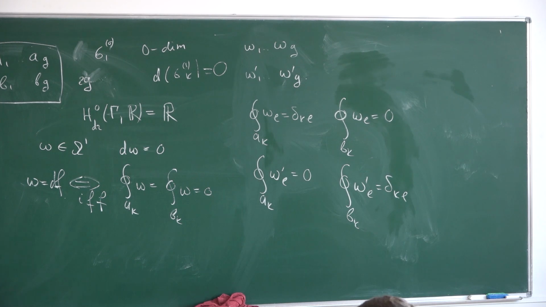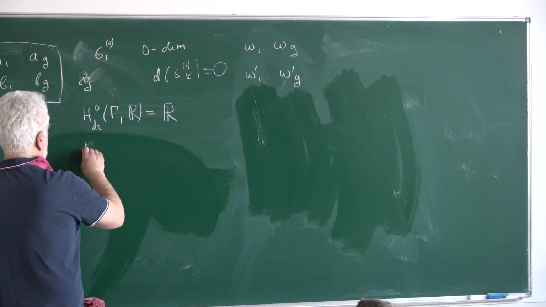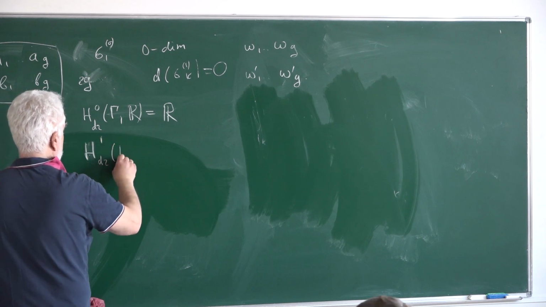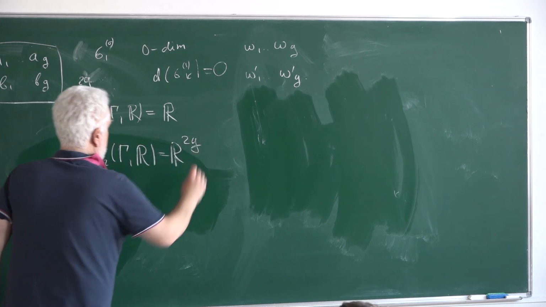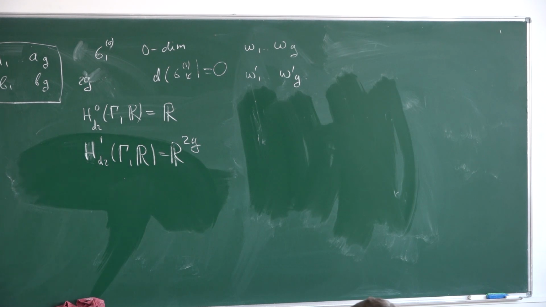Therefore, any other closed differential is homological to the sum of such, because by subtracting the differentials, we can make the integrals over all cycles equal to 0. You understand? We subtract a linear combination of such differentials, and the integral over any cycle is equal to 0. Therefore, it's an exact differential. So we proved this.